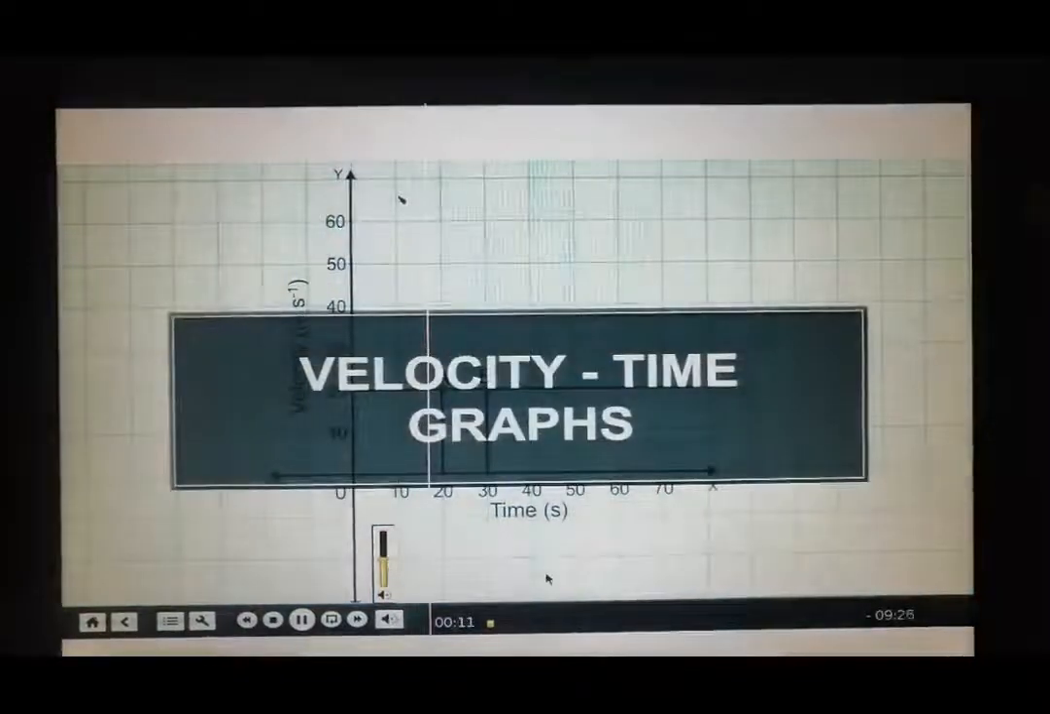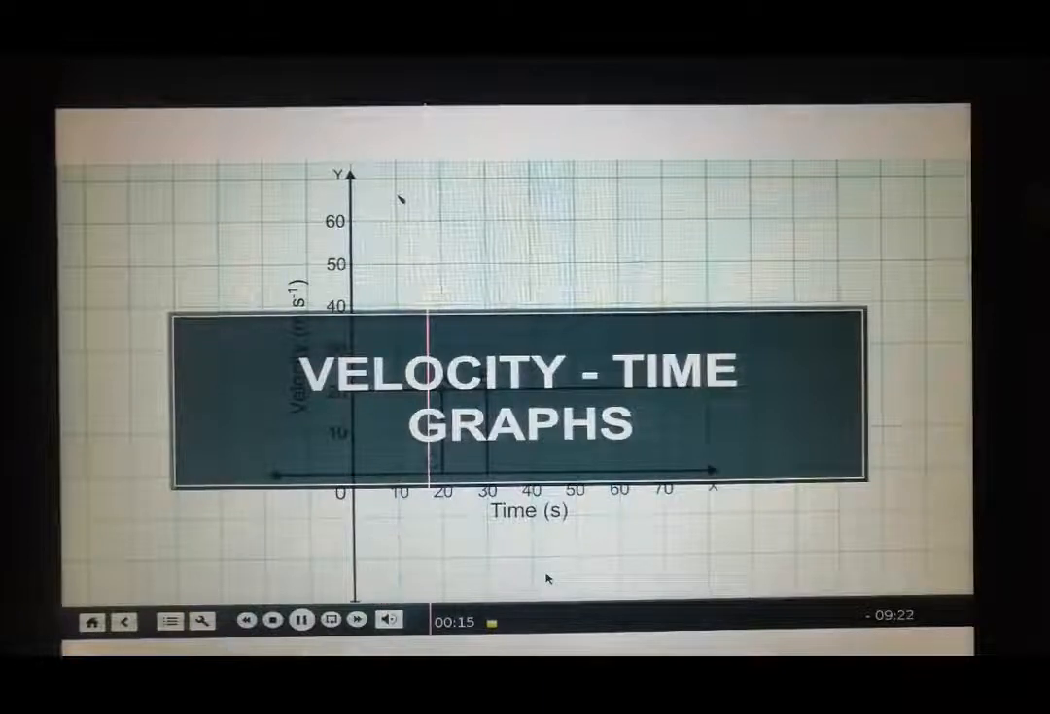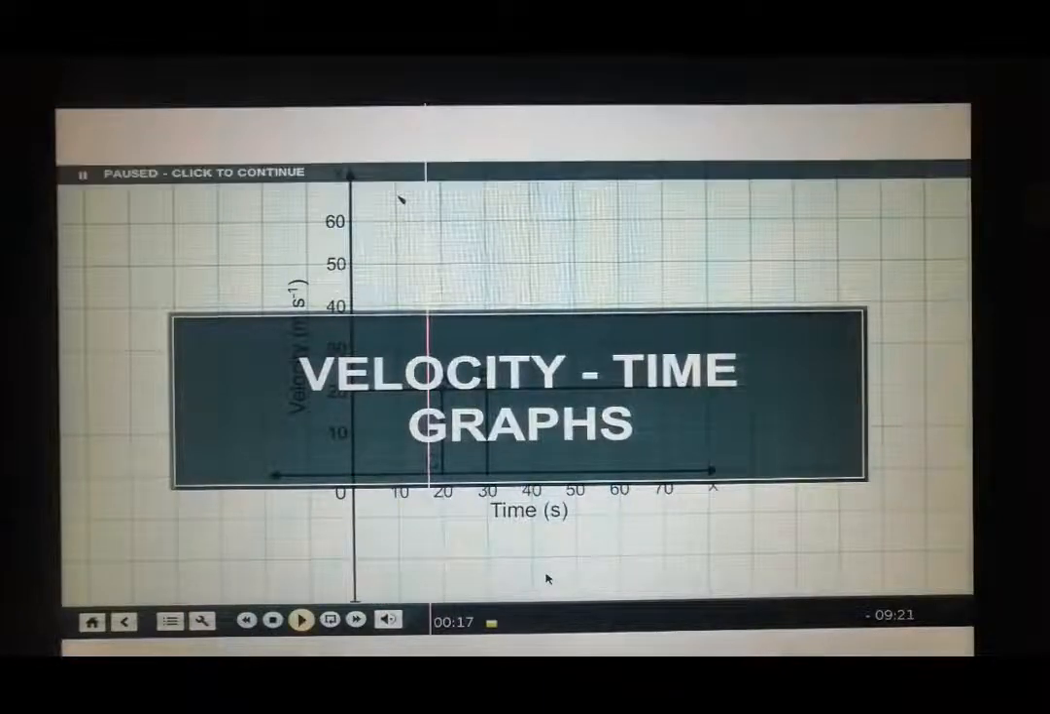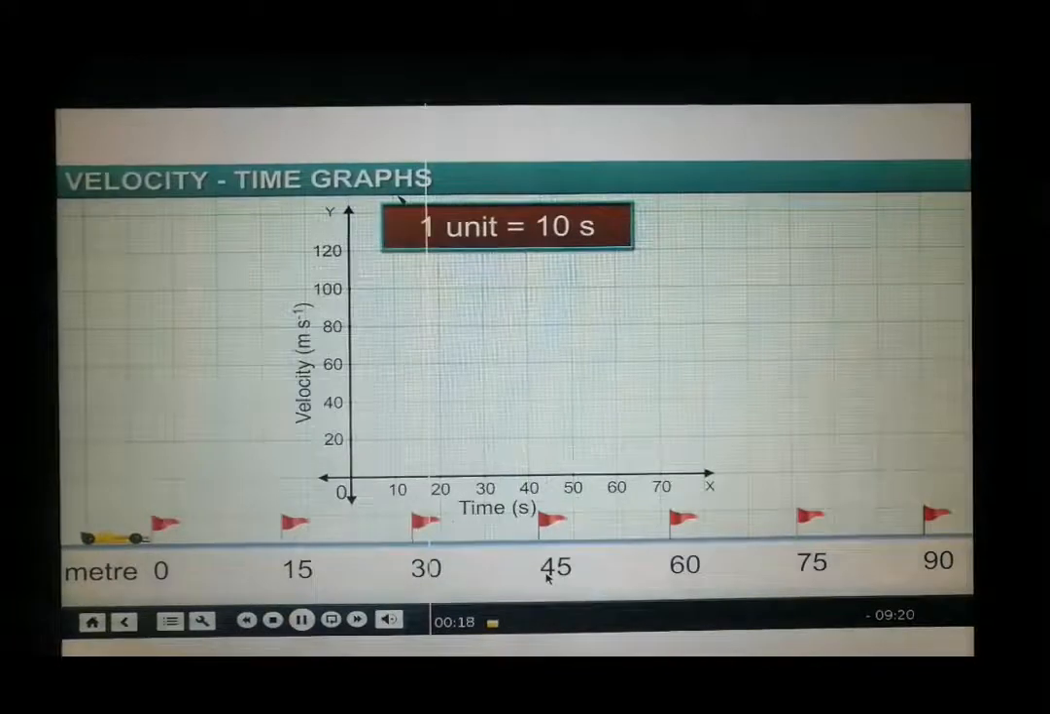In this module, you will learn about velocity time graphs.